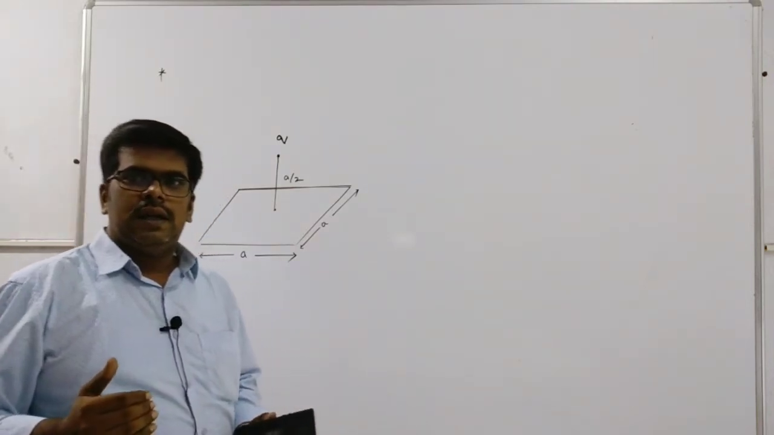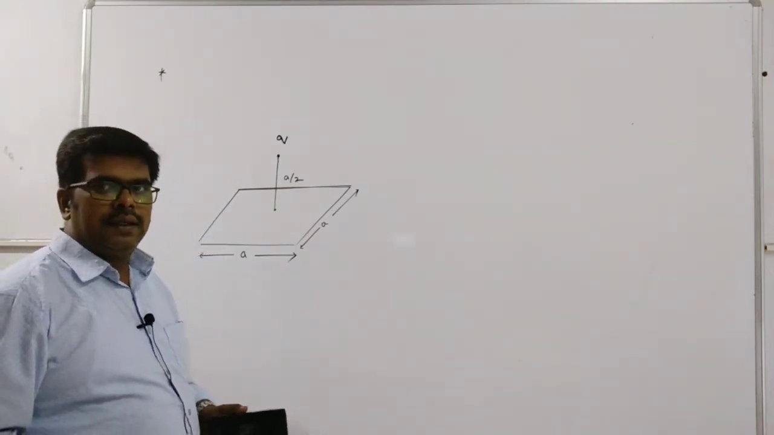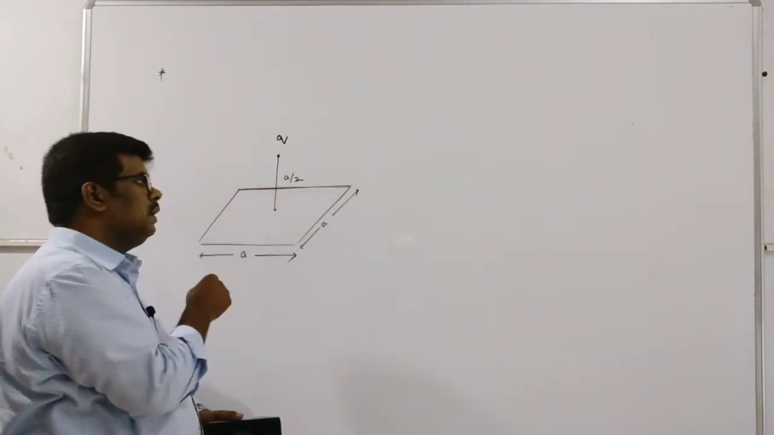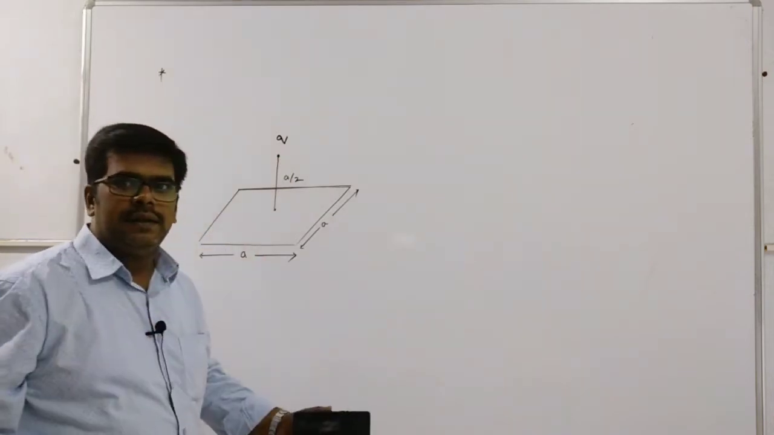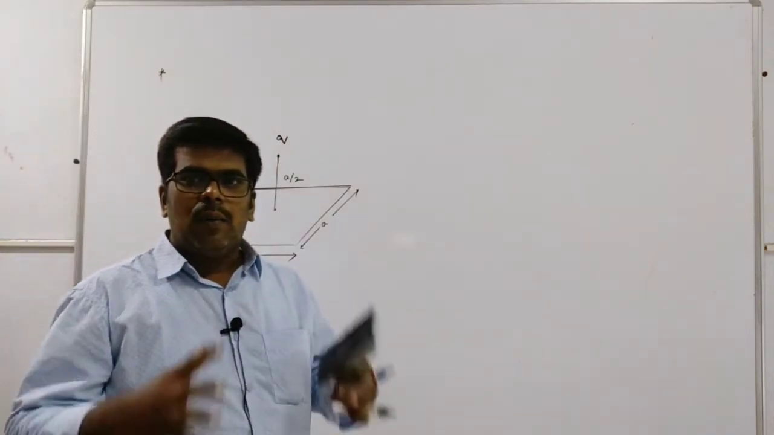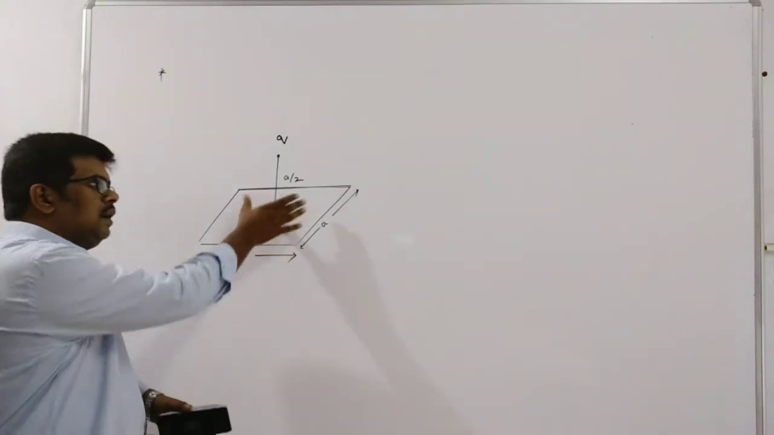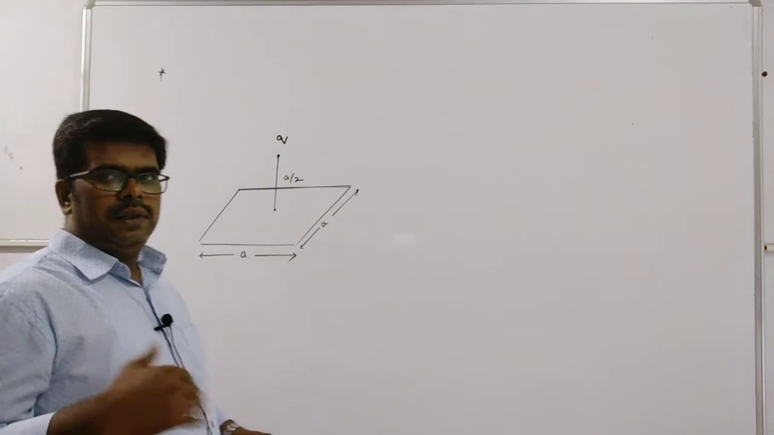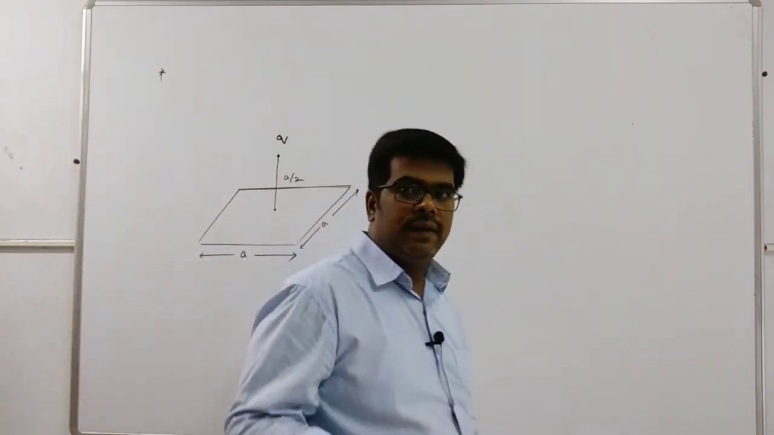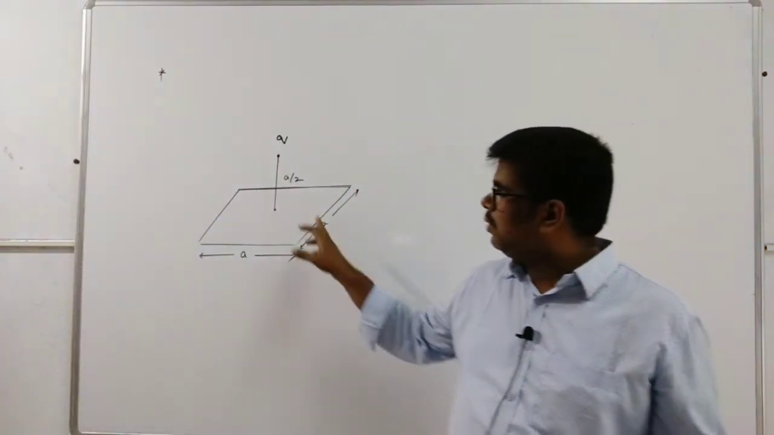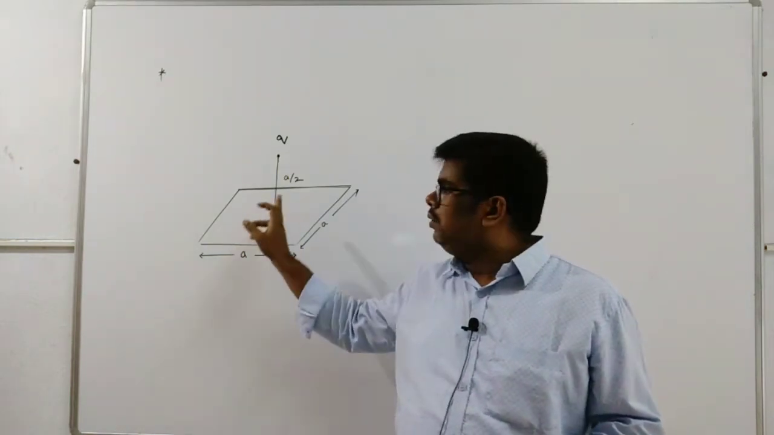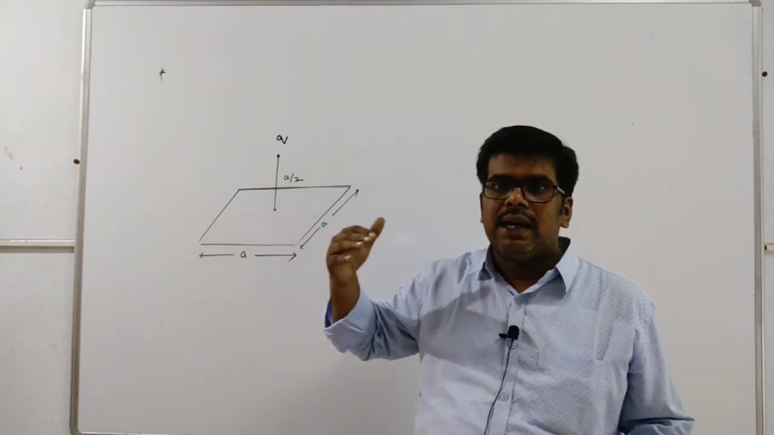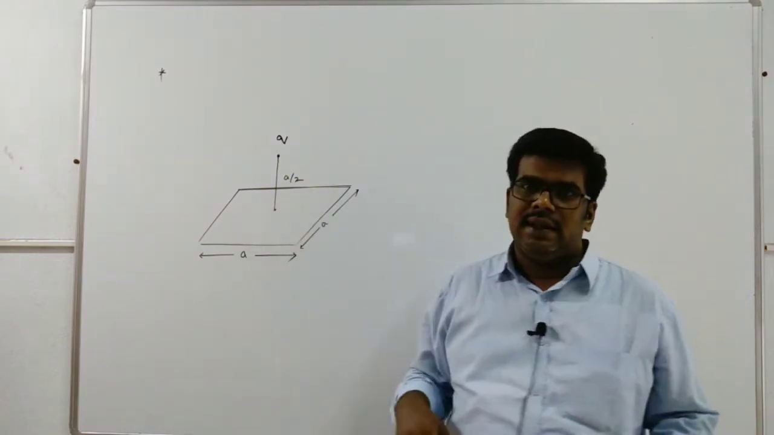The question is, what is the flux passing through this surface? Because this charge emits electric field lines, how much flux will pass through this plane surface, they are asking. But Gauss law we can apply only for a closed surface. You observe, is it a closed surface here? No. So we can make it a closed surface by constructing the other faces.